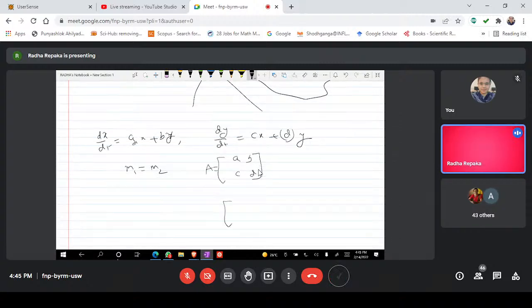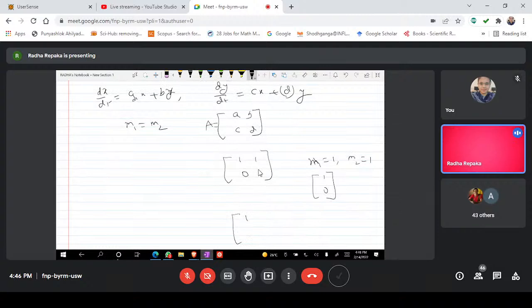So for example, if I take 1, 1, 0, 1, here lambda equal to 1, M1 is equal to 1, M2 is also equal to 1, we have only one eigenvector, 1, 0. Suppose I take 1, 0, 0, 1, M1 is equal to 1, M2 equal to 1, but here I have two linearly independent eigenvectors. Okay, when M1 and M2 are equal, if there exist two linearly independent eigenvectors, we have no problem.